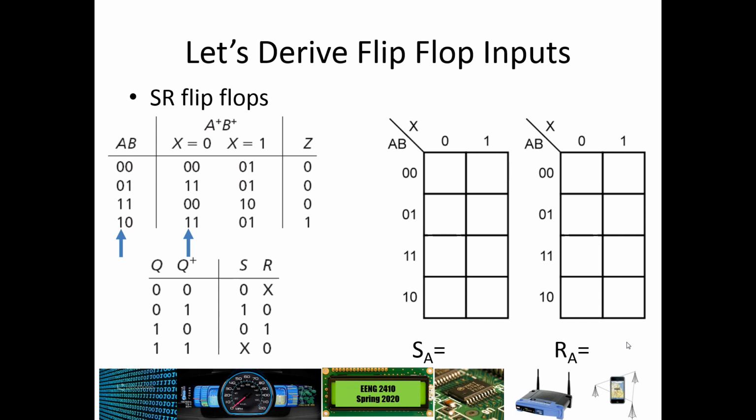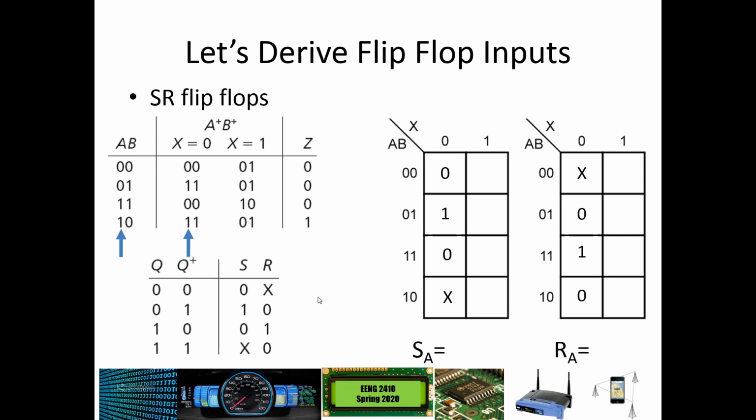In the first entry, the top row there, we have a 0 going to a 0, which means our S needs to be 0 and our R needs to be x, so we have 0x. Then in our next entry down, we have a 0 going to a 1, which means we get a 1 and a 0. We have a 1 going to a 0, which means we get a 0 and a 1. And then we have a 1 going to a 1, which means we get a don't care and a 0.